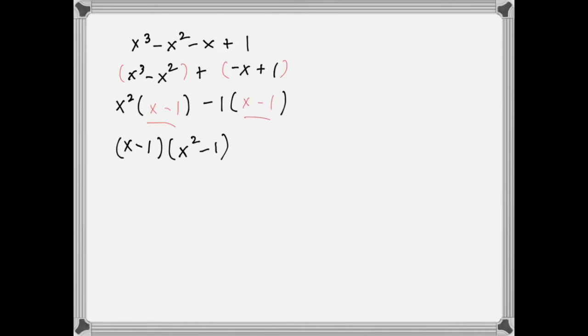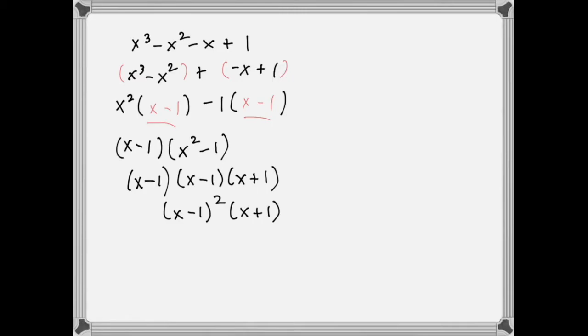But we're not done yet because this is a difference of squares. So x squared minus 1 factors into x minus 1 times x plus 1. And we still have an x minus 1 from before, so this means that my final factorization looks like this. Okay.